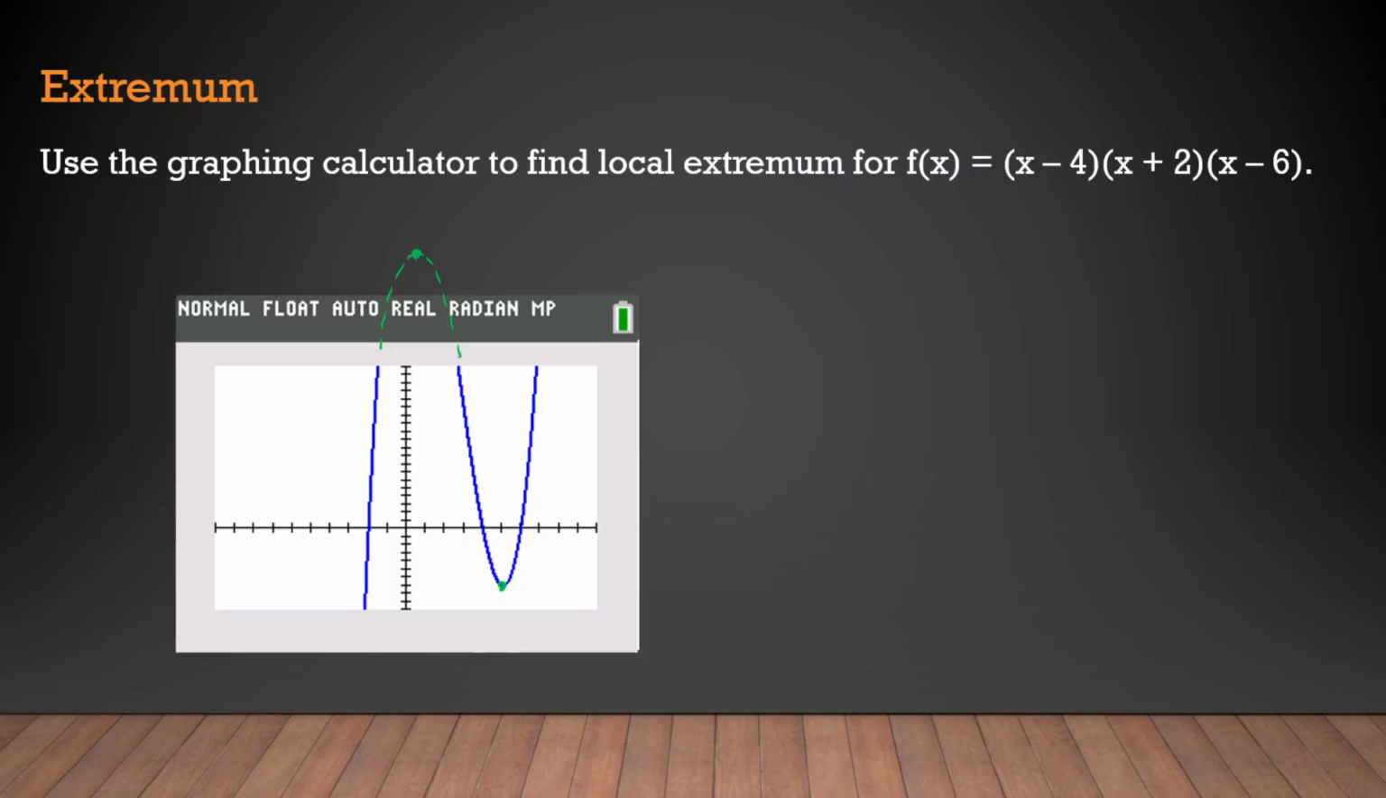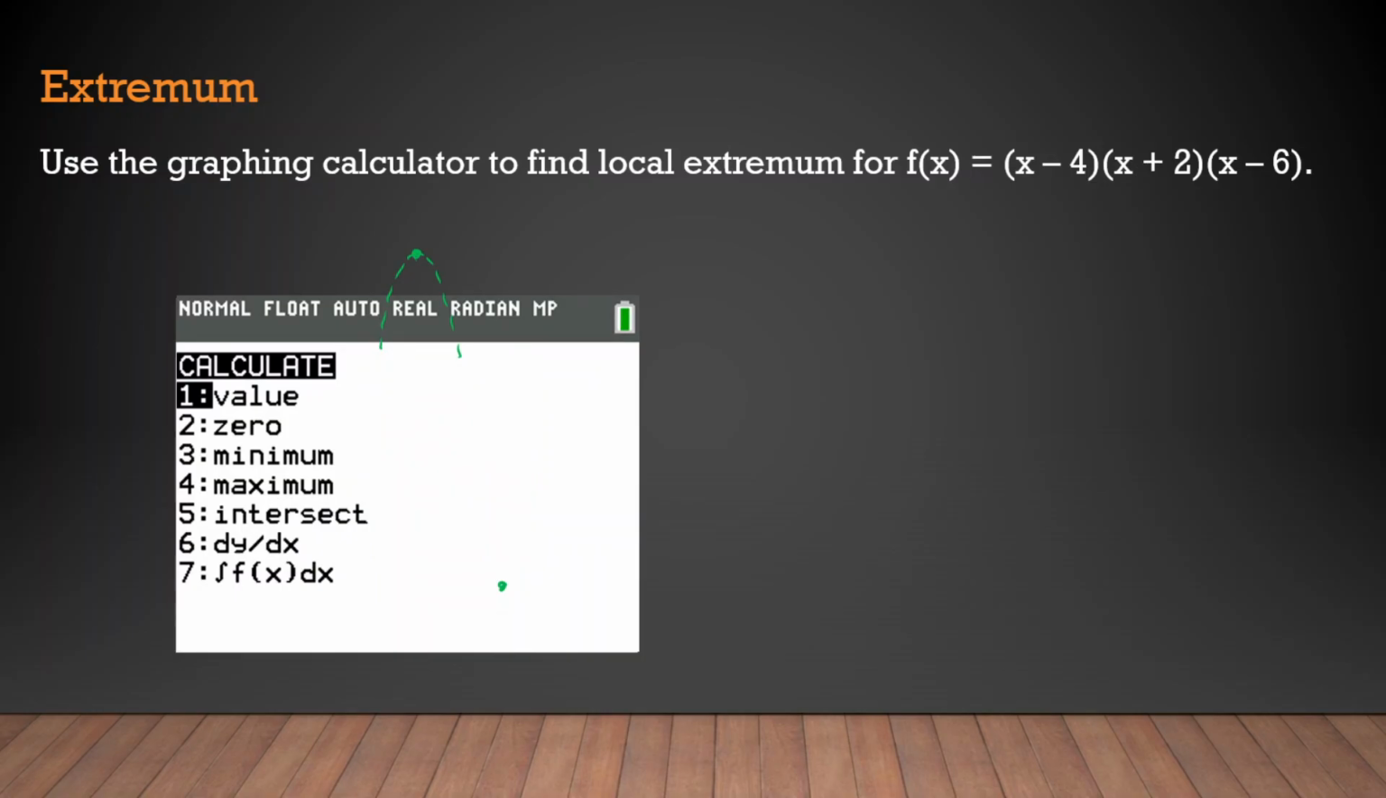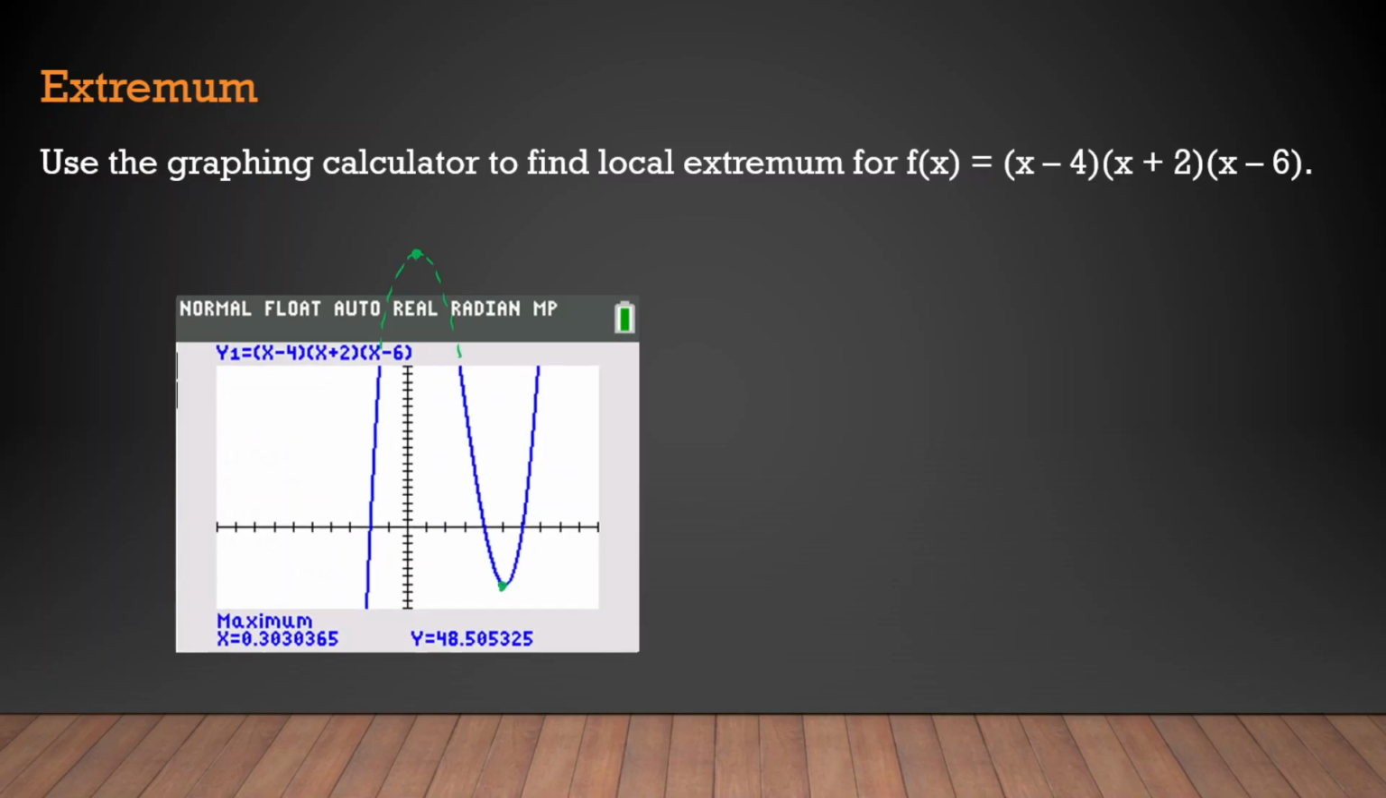Okay, so how is the calculator going to help me find those? Well, if we go to the calculate menu, so that's going to use your second trace, will get you to this menu, and I select option number 3 for minimum, or option number 4 for maximum. And it's going to ask me for a left bound, so I'm going to move the cursor about here. And then it's going to ask me for a right bound, so I'm going to move the cursor over here. And then it's going to ask me to take a guess.